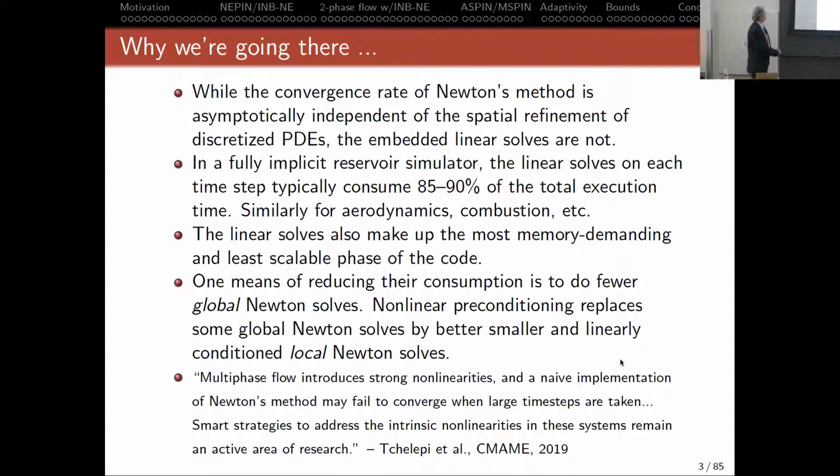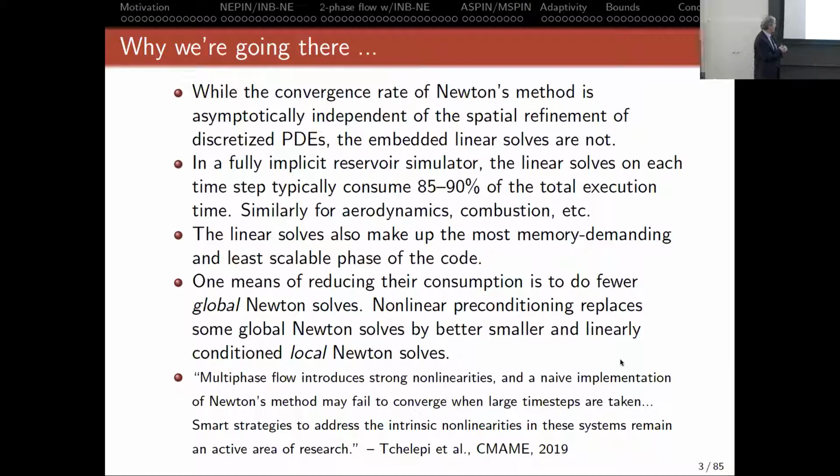So why are we going there? Newton's method is typically independent of the spatial resolution of the nonlinear PDEs it is called upon to solve, but the embedded linear solves are not. Typically, the condition number is like the inverse square of the mesh spacing. So you can often spend 90% of your time in applications like reservoirs, combustion, aerodynamics, and so forth, just solving linear systems if you go fully implicit. They're also the most memory demanding and least scalable part of the code. So the best way to get rid of them is to do fewer Newton solves requiring them. Of course, also work hard on linear preconditioners, and that's a separate talk.